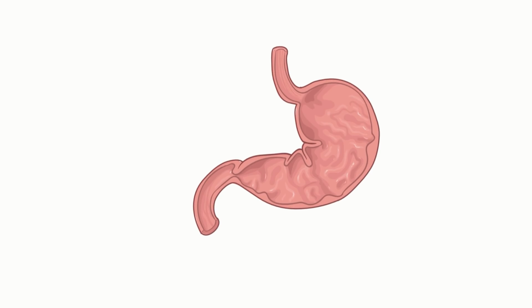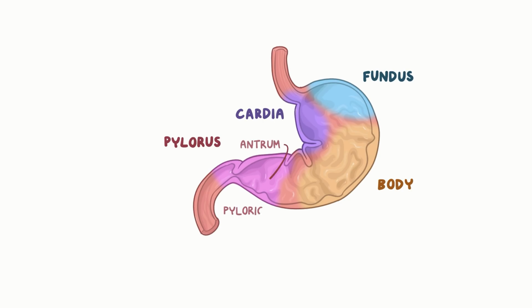Now, in the stomach, there are 4 regions: the cardia, the fundus, the body, and the pylorus. And the pylorus itself is made up of 2 main parts: the antrum and the pyloric canal, which connects to the first section of the small intestines called the duodenum.